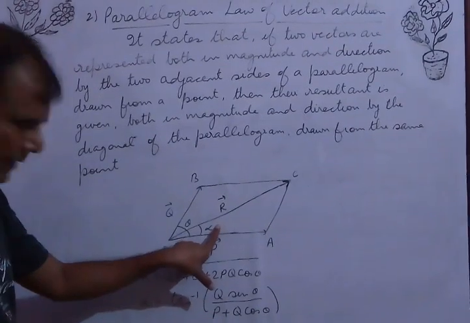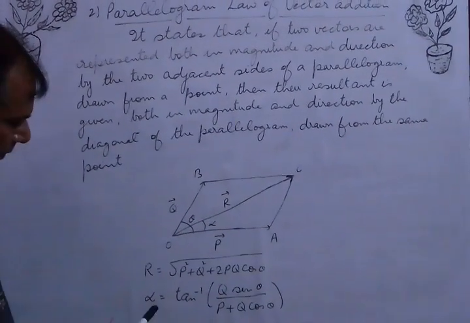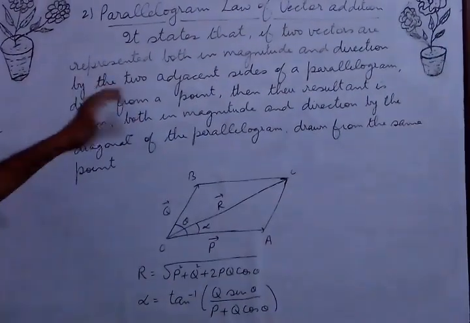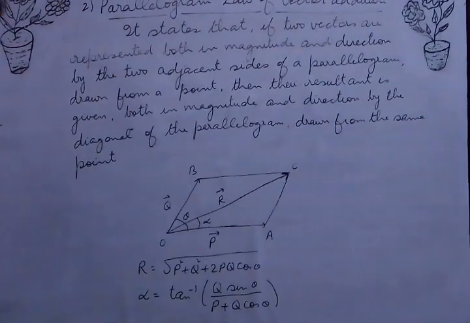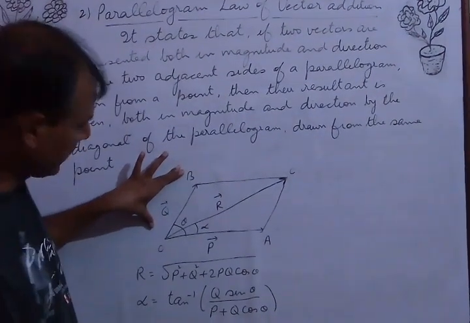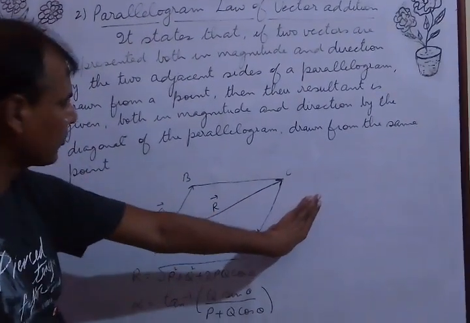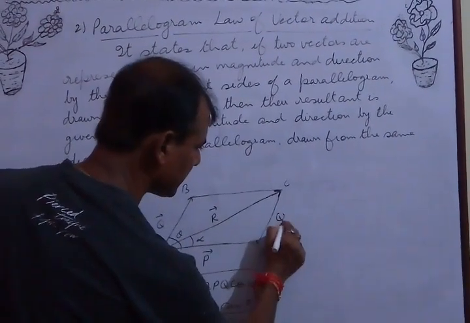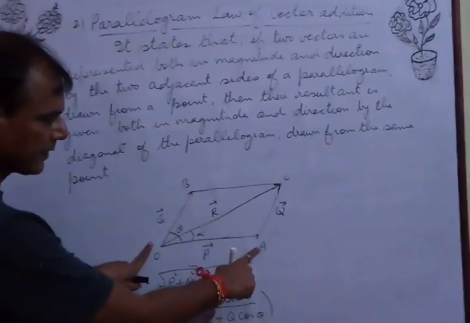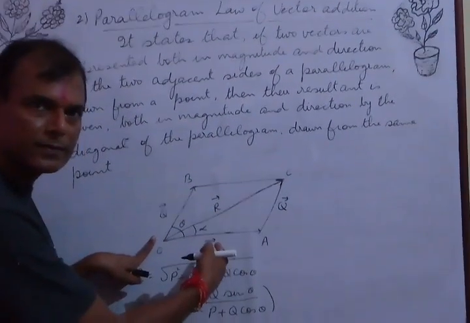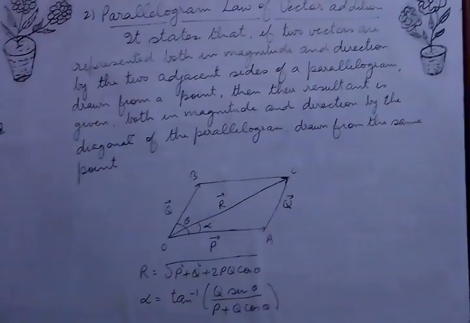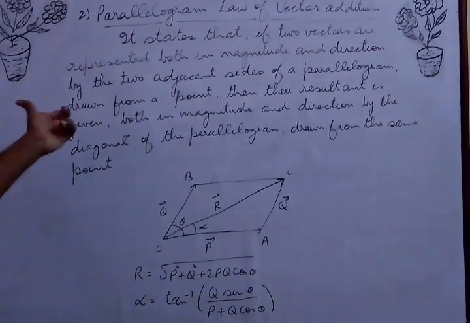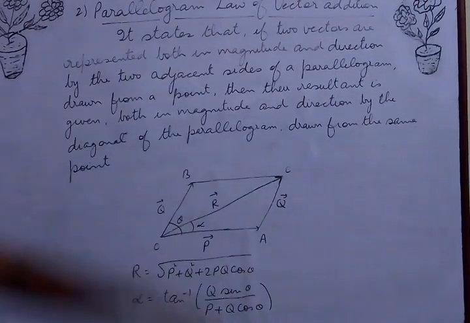If alpha is the angle that the resultant makes with vector P, alpha is tan inverse of Q sin theta upon P plus Q cos theta. This is simply another form of the law of triangle, because if this is OB, vector Q, this side is parallel to OB and equal to it, so I can replace it by Q also. If I take one vector, another vector, and the third side of the triangle, this is another form of the law of triangle only. But in this way we represent it in the form of a parallelogram, and in that way by a triangle. This is the parallelogram law of vector addition.